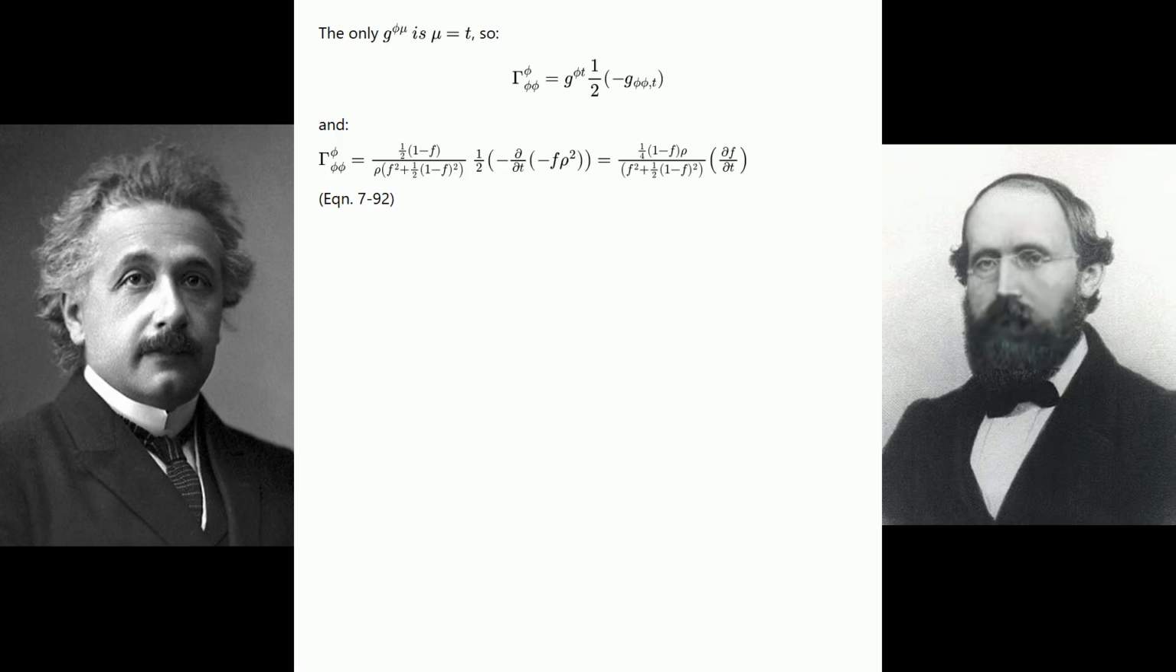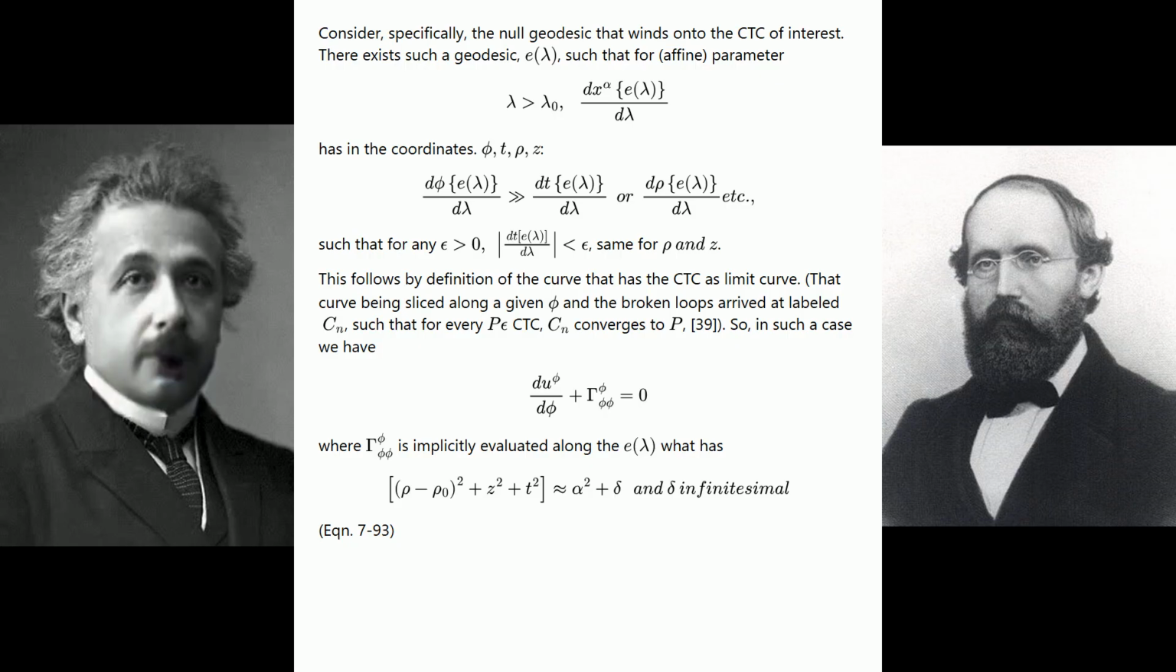Equation 7-92. Consider, specifically, the null geodesic that winds onto the CTC of interest. There exists such a geodesic E of lambda, such that for affine parameter, see the next equation, in the coordinates phi, t, rho, z, see the equation shown, such that for any epsilon greater than 0, the absolute value of dt of E of lambda over d lambda is less than epsilon. Same for rho and z. This follows by definition of the curve that has the CTC as limit curve.